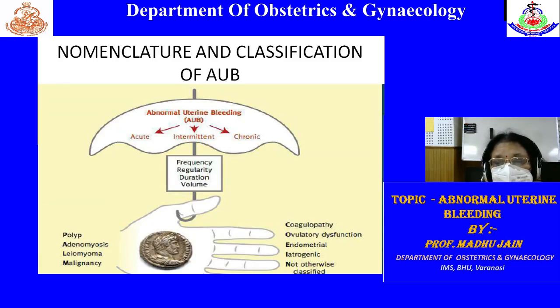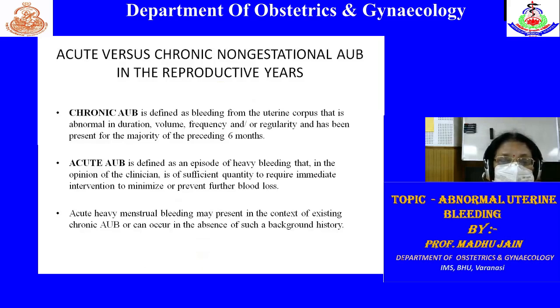Before that, in 2011, FIGO added 3 words. Abnormal uterine bleeding is categorized under 3 categories: acute, intermittent, and chronic, depending upon the regularity in frequency, cyclicity, duration, and amount. And after that, it was again classified under the PALM-COEIN classification: polyp, adenomyosis, leiomyoma, malignancy, coagulopathy, ovulatory dysfunction, endometrial, iatrogenic, not yet classified. Before that, it was classified under 2 categories, acute or chronic. Acute is classified when there is so much heavy bleeding that there is a need for immediate admission or some intervention, meaning too much heavy bleeding.